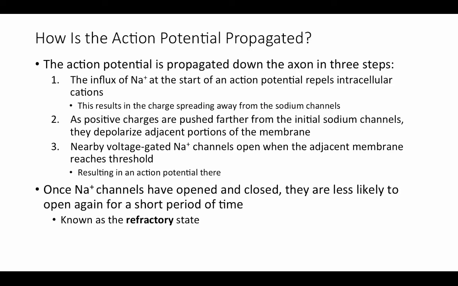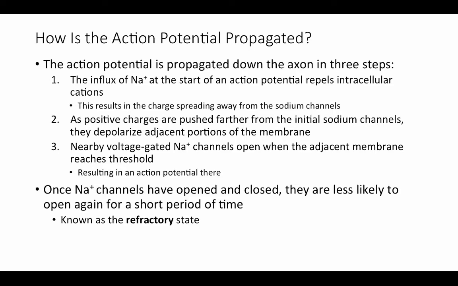The action potential moves only in one direction down the axon from the cell body out to the axon terminal. It can't move in the opposite direction because that previous section of the axon, even though those positive charges are moving in that direction, it's been inactivated, so it's not going to respond again.